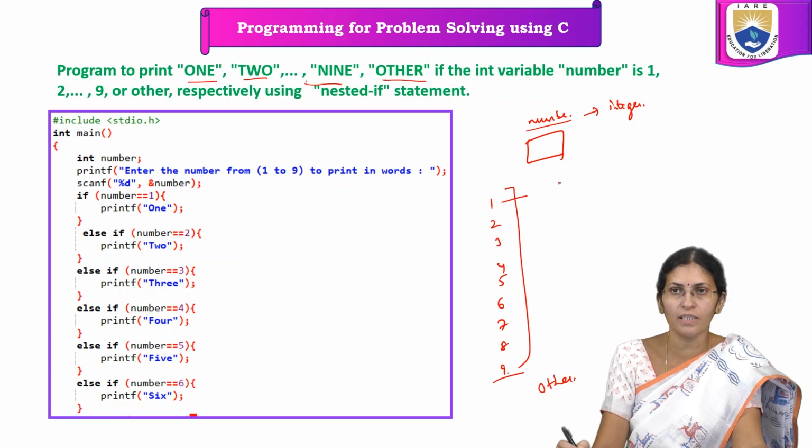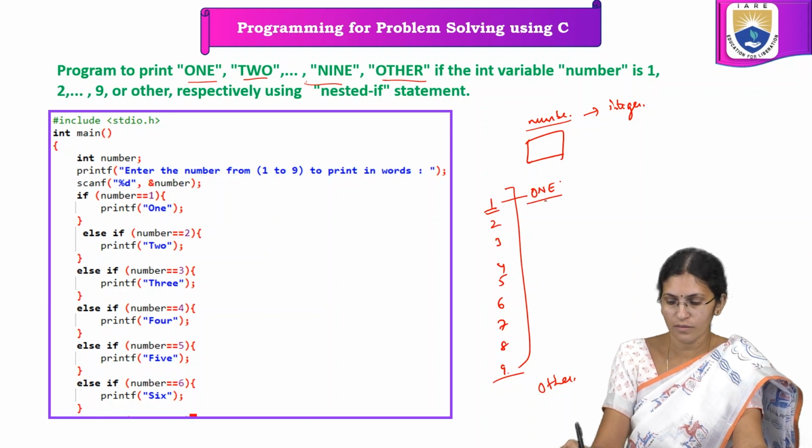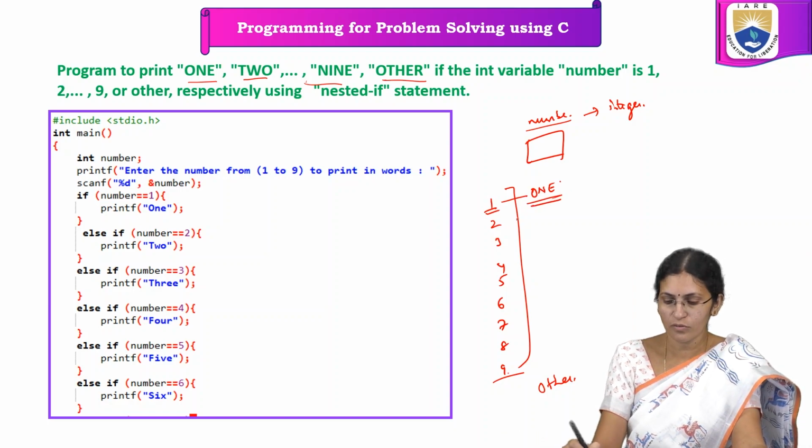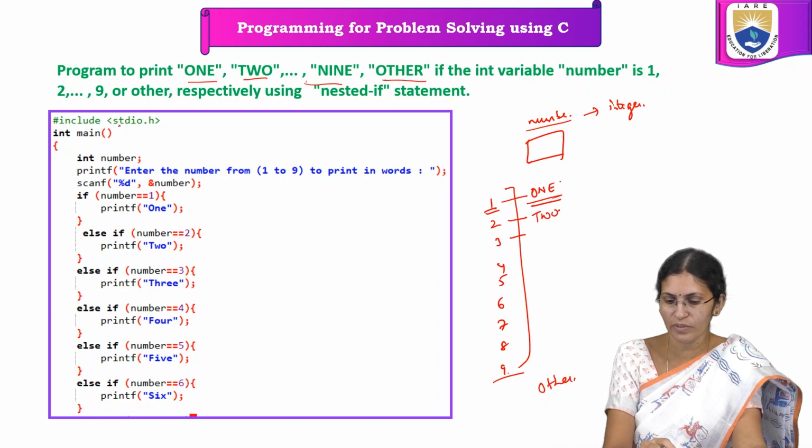If the user enters 1, we have to get the corresponding spelling. That means if the user enters 2, then we have to get the output as two. So what we are doing here is a program to print the corresponding number in words.